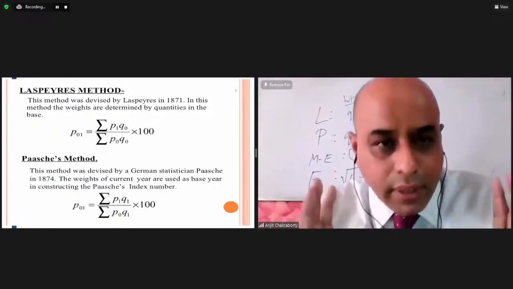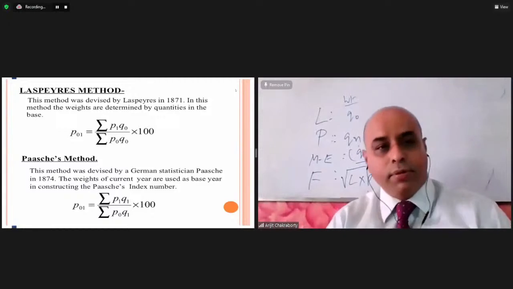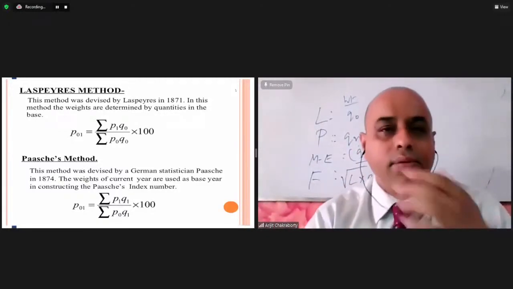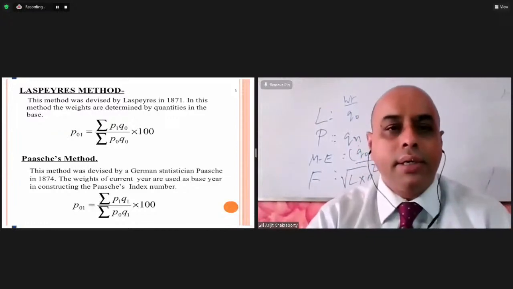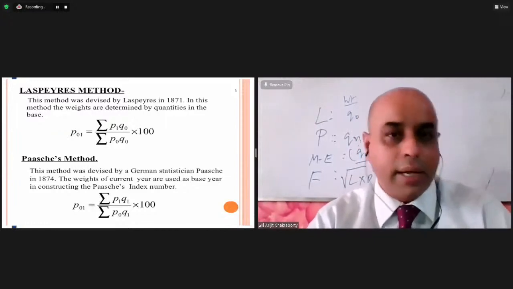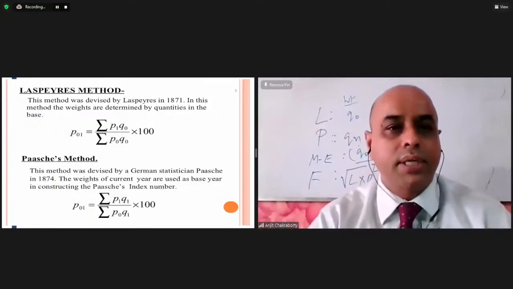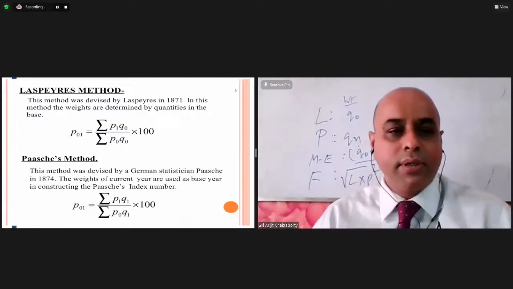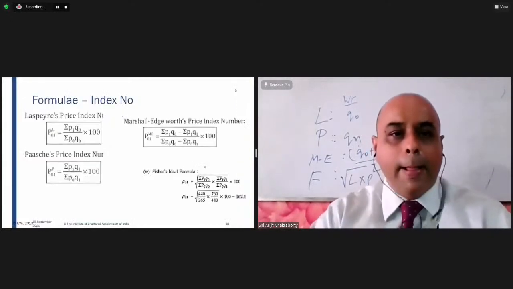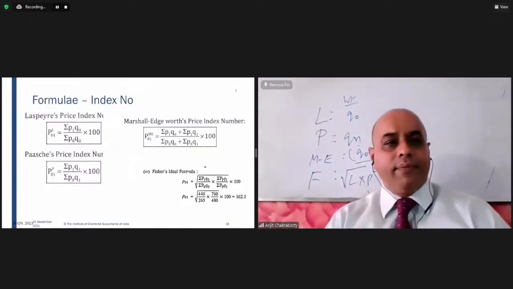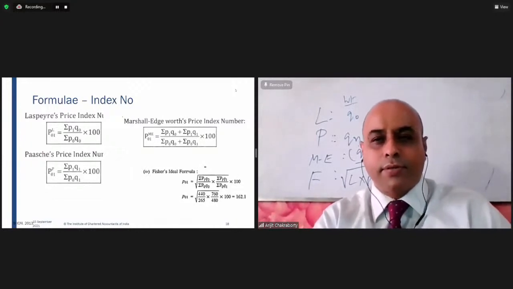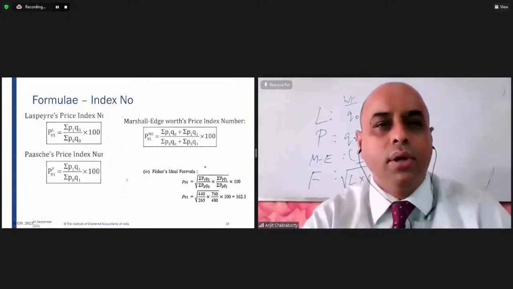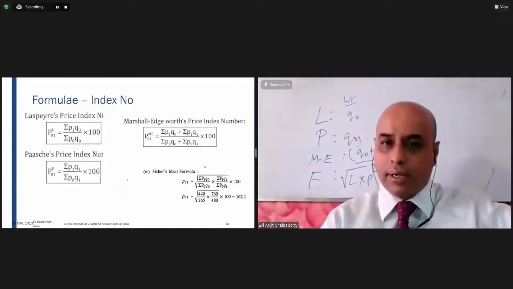So this is a very important point which you have to keep in mind, because numerical questions may come from any of these methods. In this slide, we are reviewing two of the important types of weighted index number, the last period's method and the past year's method. Now you can see once again the formula for last period's method, and please try to remember it: sigma P1 Q0 by sigma P0 Q0 into 100.